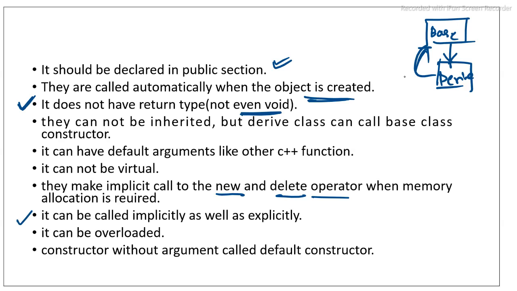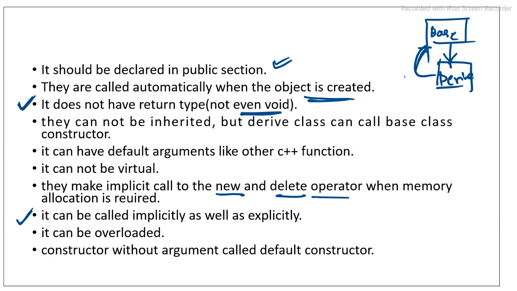So this new and delete operator can be called implicitly as well as explicitly. When we create an object, during that time we can call the constructor implicitly as well as explicitly. So implicit constructor, when we pass some values, when we use a parameterized constructor, at that time implicit call and explicit call take place. That example we will see in the next video.